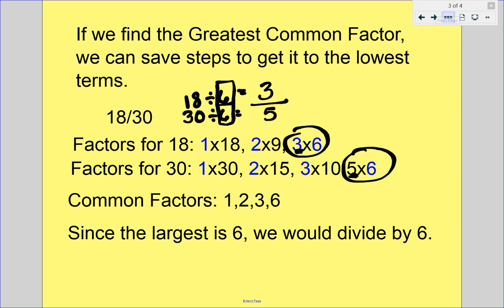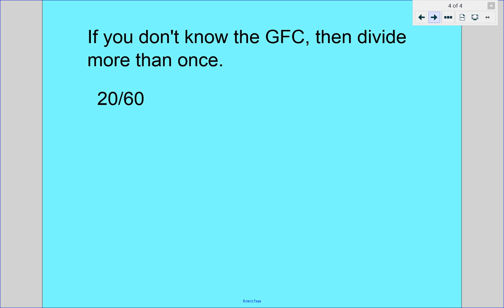All right, let's take another example. The other thing about this is if I don't know the greatest common factor, then I can divide more than once until I get down to where I need to be. So when I look at 20/60ths, the first thing that comes to my mind is 10. I can divide 20 by 10, and I can divide 60 by 10. When I divide them by 10, I get 2 on the top and 6 on the bottom.